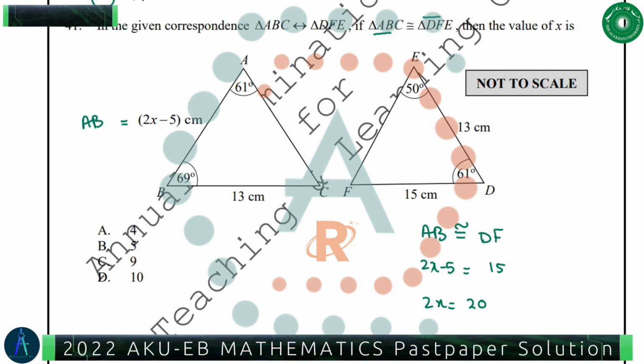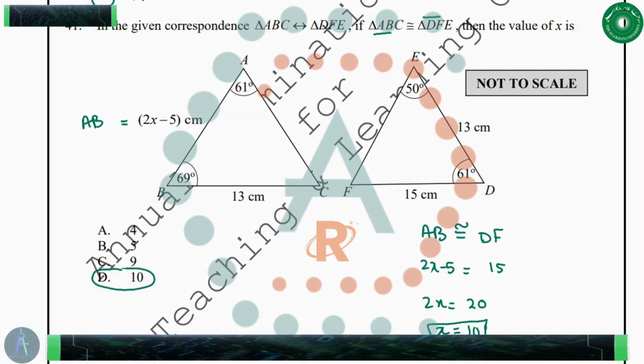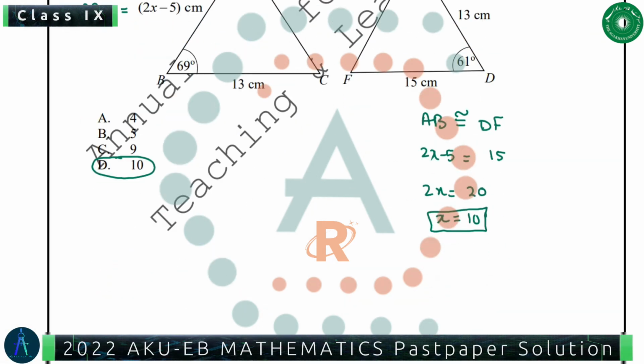So let us make a correction: 20 over 2 is equal to 10. So option D will be the right answer.